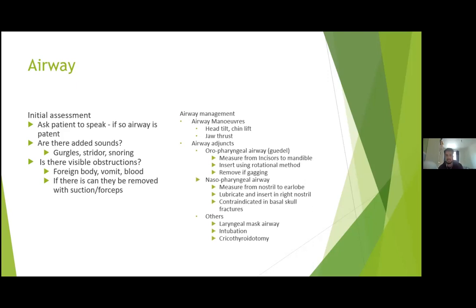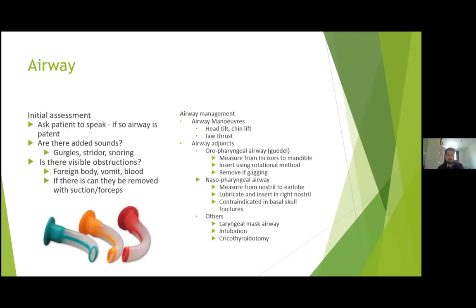There you go, they have listed some there. So you can use a Guedel, which is an oropharyngeal airway. You measure it from the incisors to the mandible. You can use a nasopharyngeal airway that's measured from the nostril to the earlobe. It's usually longer, and you can insert that as well. And often these airway adjuncts are present on the emergency trolley.